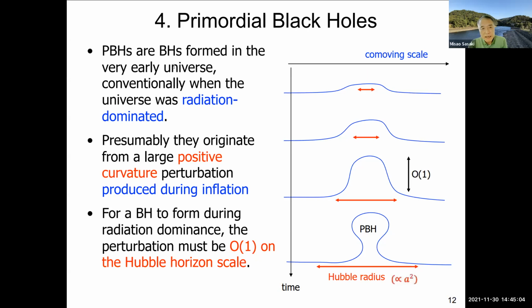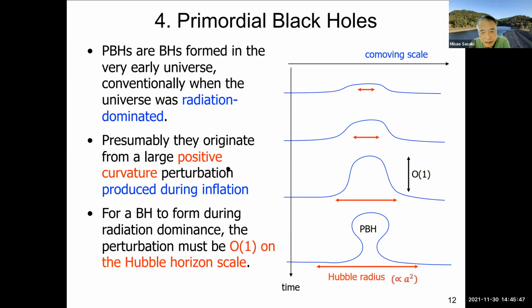So in the standard picture, primordial black holes are formed in the very early universe, especially in the radiation-dominated universe. Of course, the universe might not be radiation dominated during some epoch in the early universe, but in this lecture I essentially assume that, in most cases, the universe is radiation dominated when the primordial black holes are formed. Anyway, presumably they originate from a large positive curvature perturbation produced during inflation. So this is the picture on the right-hand side.